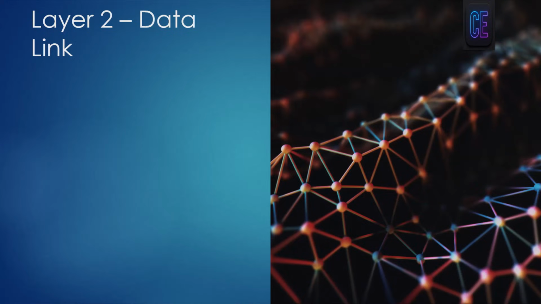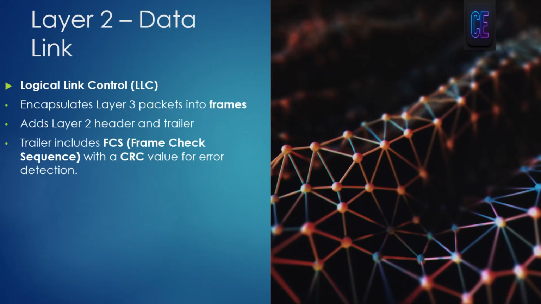Layer 2, data link. The data link layer prepares data for placement onto the physical medium and handles local delivery on a single network segment. It has two sublayers: LLC, which is logical link control. It encapsulates layer 3 packets into frames, adding a layer 2 header and trailer. The trailer includes FCS, frame check sequence, with a CRC value for error detection.